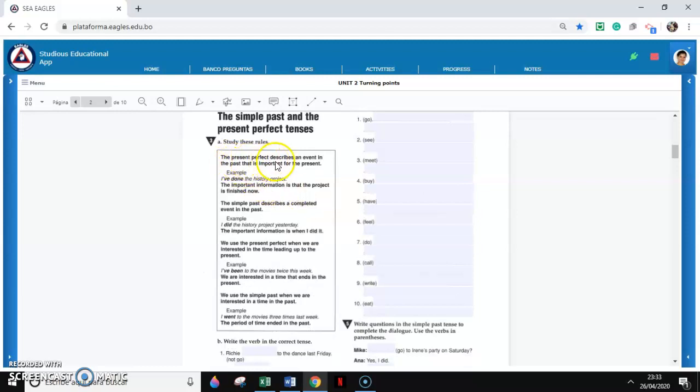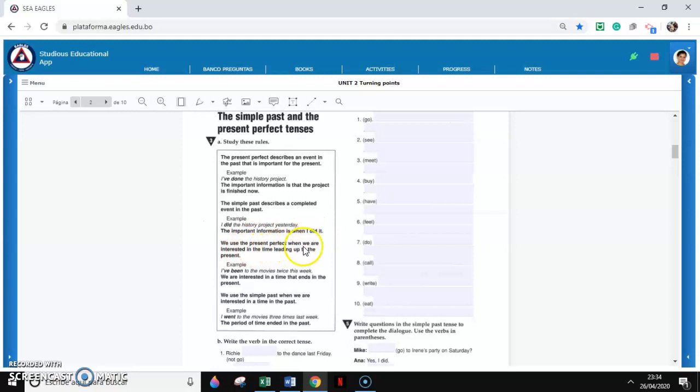The present perfect describes an event in the past that is important for the present. For example, I've done the history project. The important information is that the project is finished now. The simple past describes a complete event in the past. For example, I did the history project yesterday. The important information is when I did it.